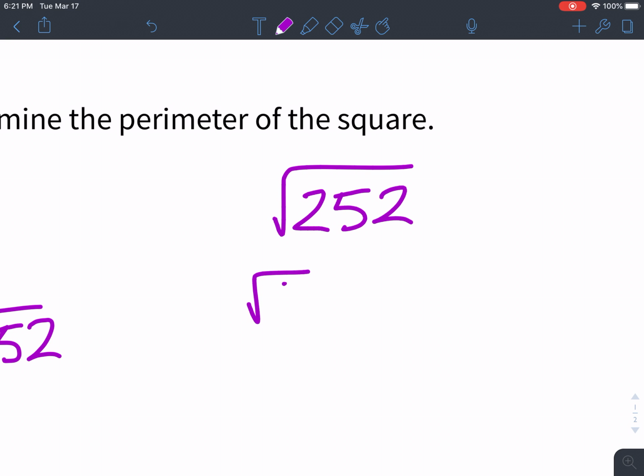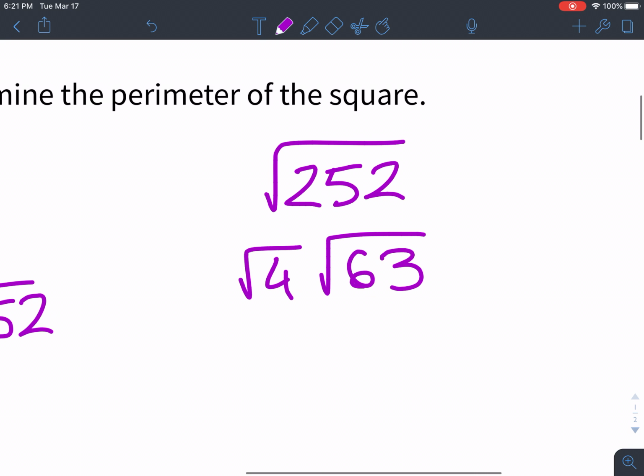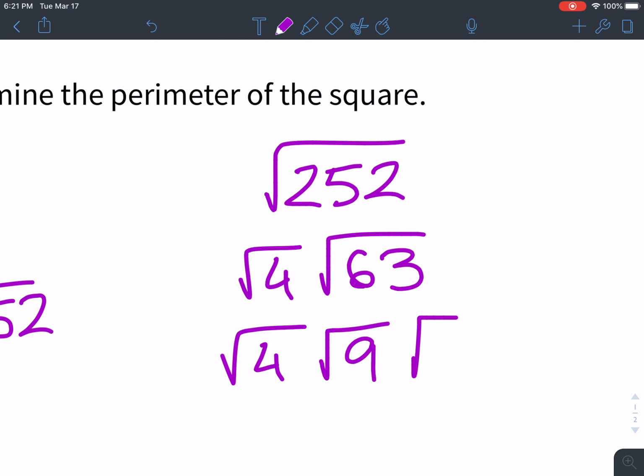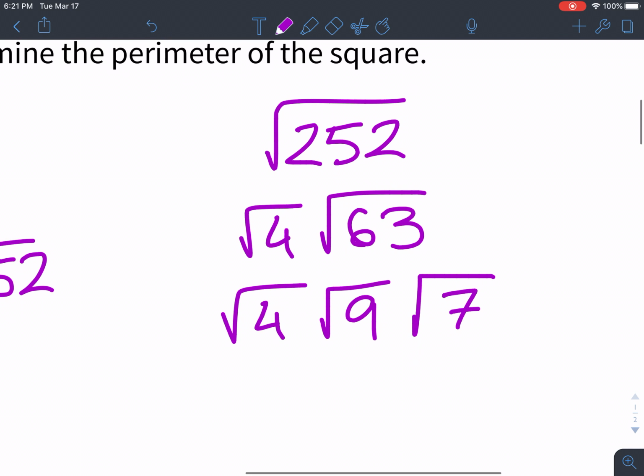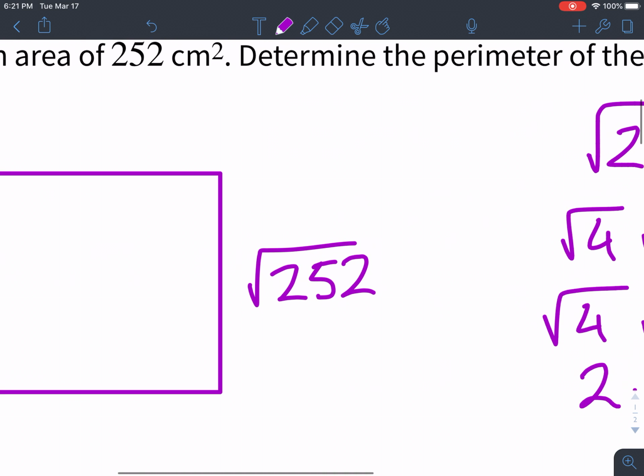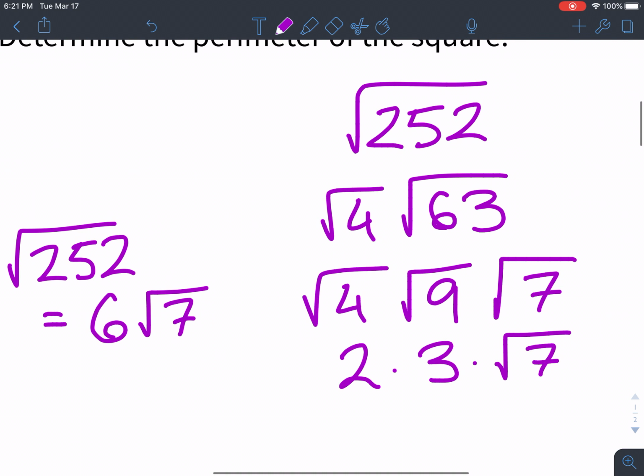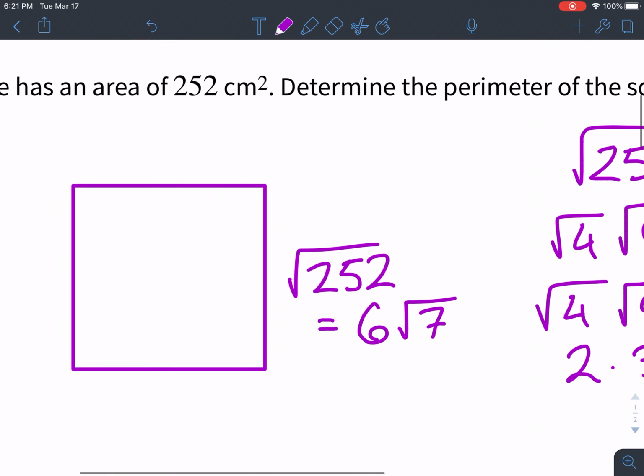So I've got now a root 4 and a root 63, and then I know that 63 will divide into 9 and 7 very nicely. So I can break down my roots into root 4, root 9, and root 7. Simplify those to 2 and 3, root 7 stays the same, and that means that a single side length is equal to 6 root 7, right? 2 times 3 times root 7, 6 root 7.